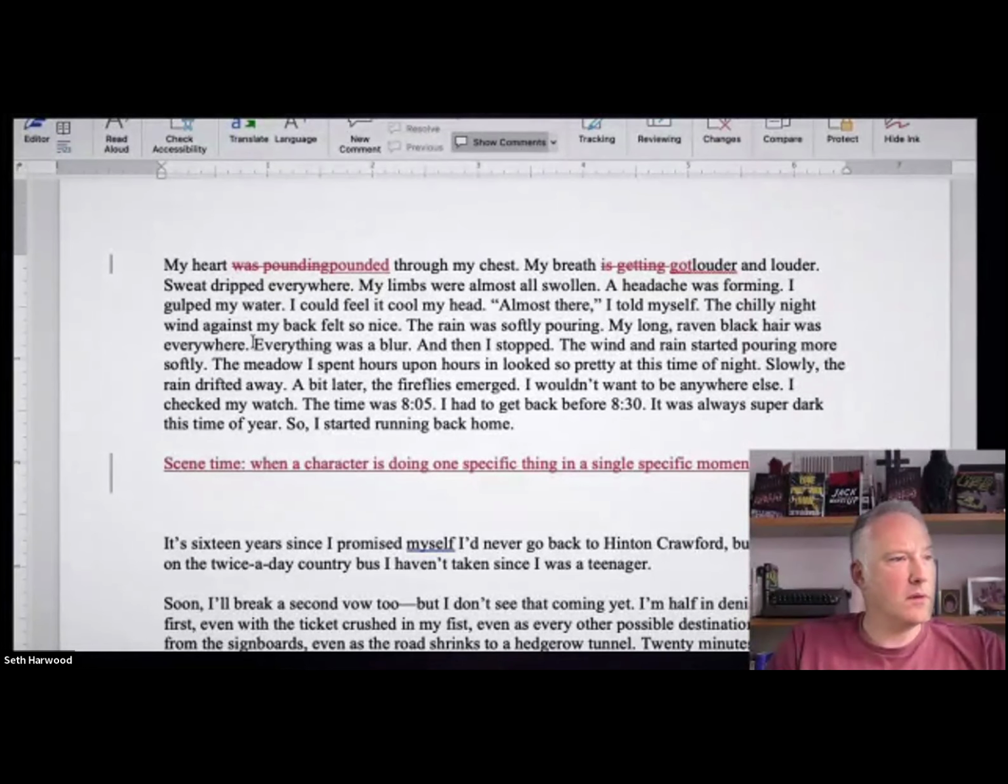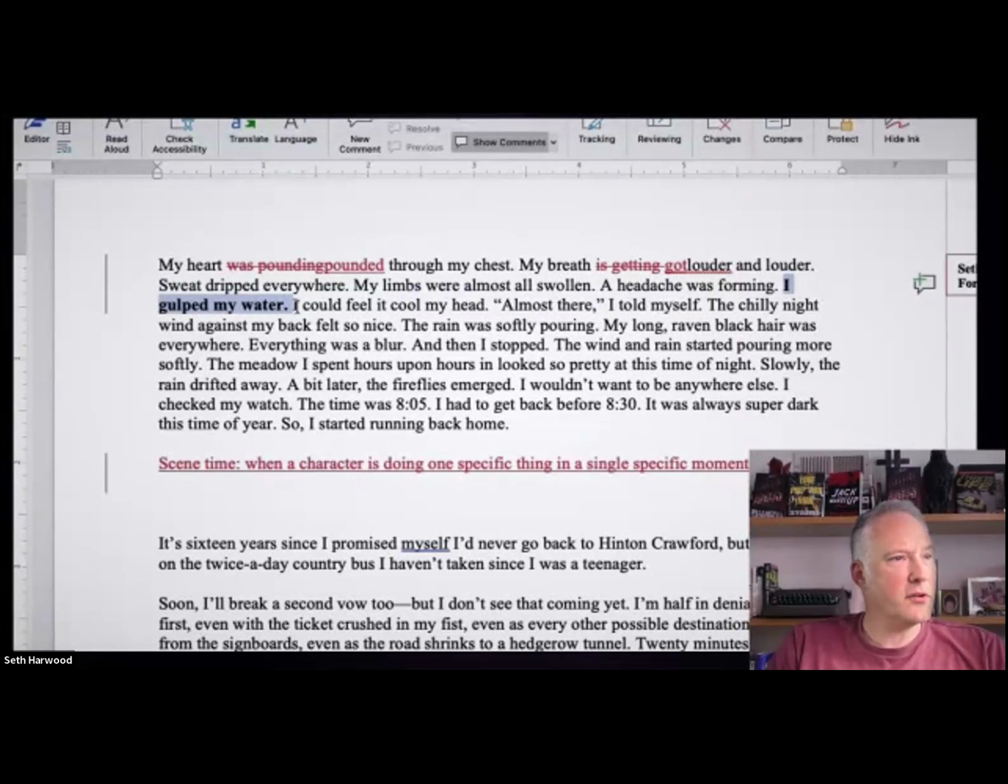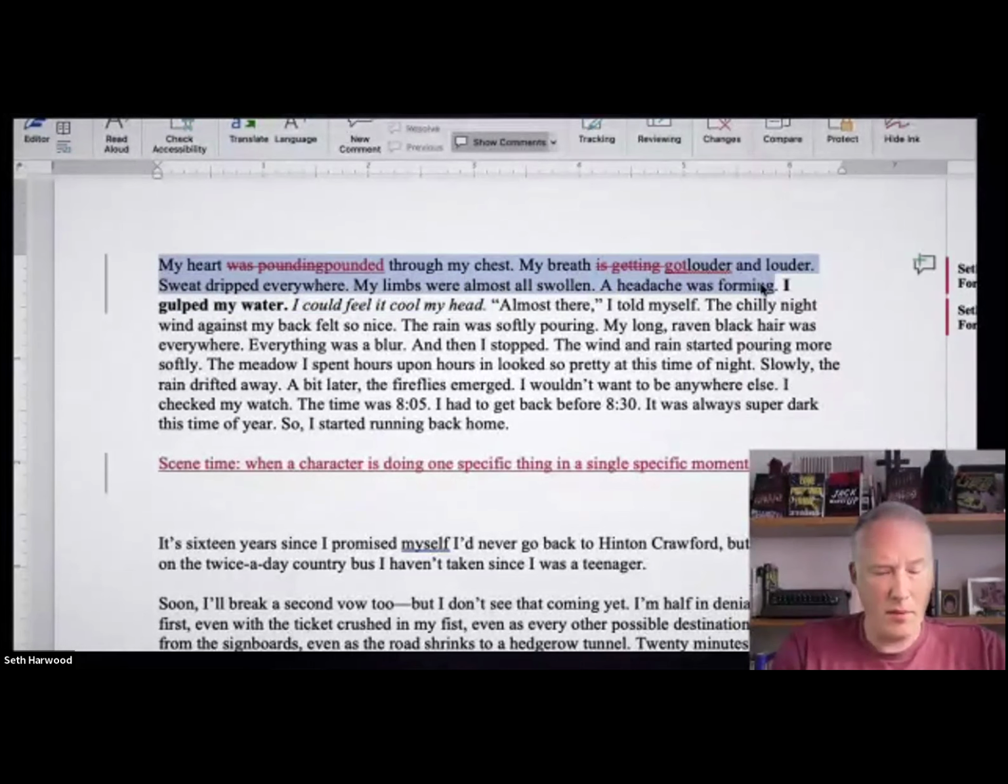That's when readers start to put together the pieces of time that make up a present storyline. So this is my favorite line so far: "I gulped my water." This feels like scene time. "I could feel it cool my head." How much time does this one take? Could be 10 seconds, could be a minute. I don't know. So I'm putting the ones in italics where I don't know how much time is passing.